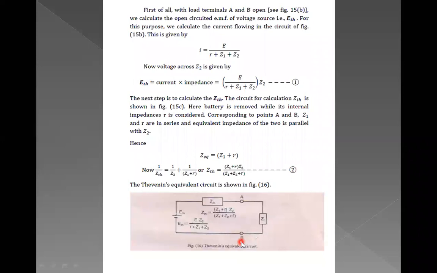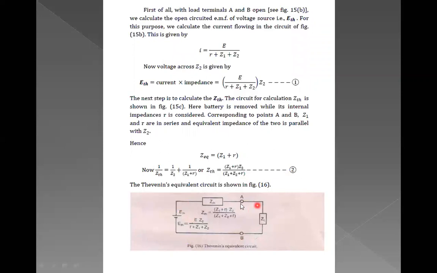So we can see the mathematical expression. These two resistances are in series with each other, so the equivalent Z is equal to R plus Z1. And as between the two terminals we are finding the equivalent impedance ZTH, 1 by ZTH should be equal to 1 by Z2 plus 1 by R plus Z1. If you calculate this, we get ZTH as R plus Z1 into Z2 divided by R plus Z1 plus Z2. We label this ETH as equation 1 and ZTH as equation number 2.